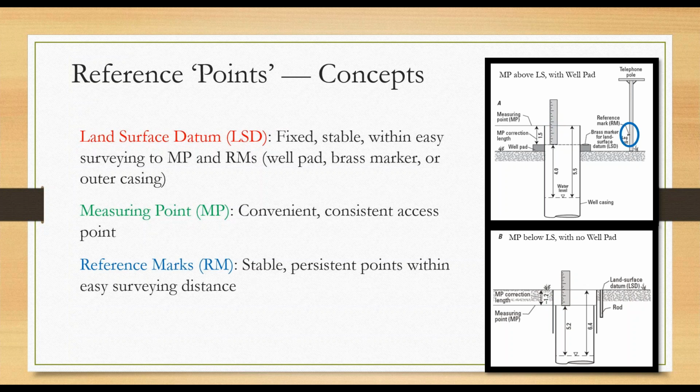And what we call reference marks. Land surface datum is one of the reference marks, but again, reference marks are stable, persistent points with an easy surveying distance. We want to make sure these reference points are consistent because they help us put our data into context, make our data comparable among other wells, and also documenting things like changes to the reference points will help us to evaluate and analyze our data.